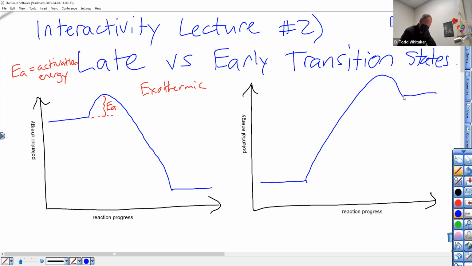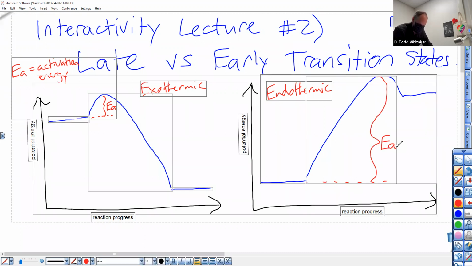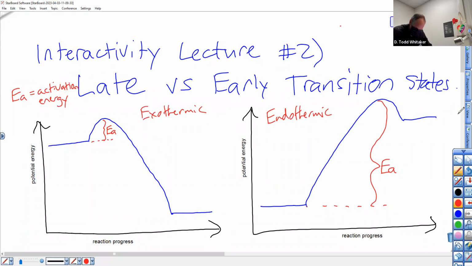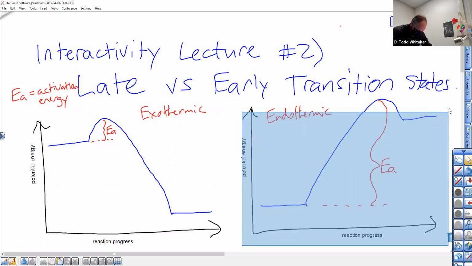Where's the E sub A here? And in general, this is why endothermic reactions are slower than exo, in general. Not always true. The E sub A is always from the origin to the top of the hill. E sub A. E sub A. Énergie d'activation en français.